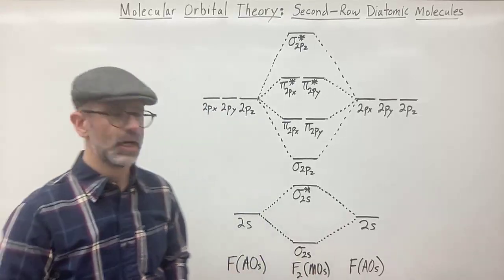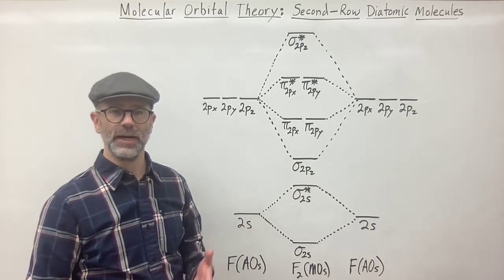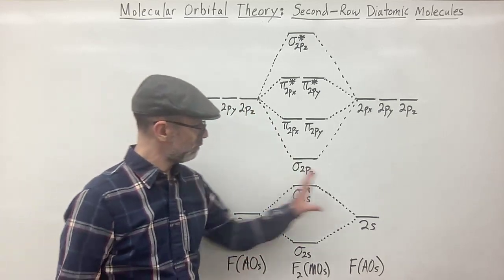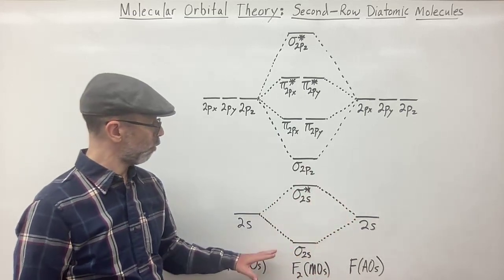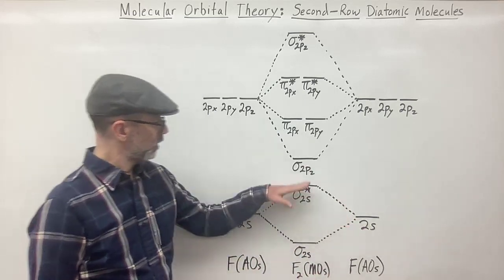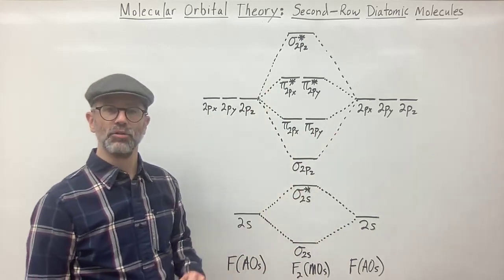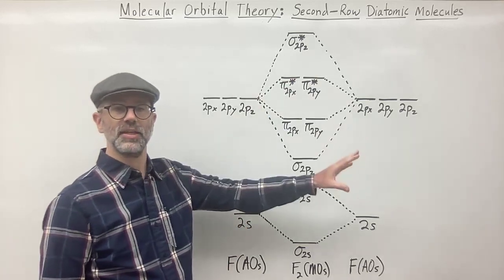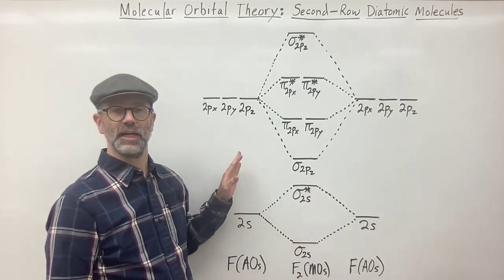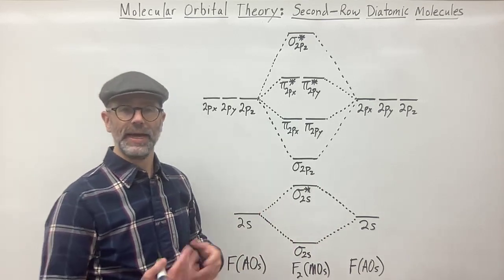Okay, here we are with our molecular orbital energy level diagram. Notice that I have the splitting energy level diagram for the s orbitals here, and I have the p orbitals up here, so I've added those together. And so this is the energy level diagram that we can use for fluorine and oxygen.